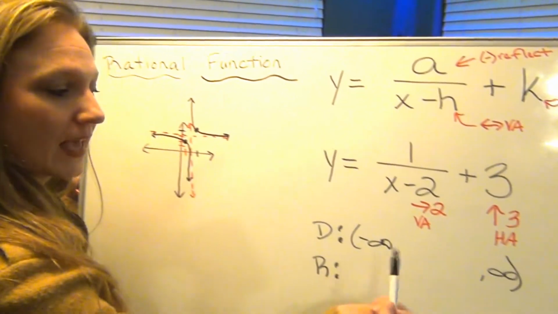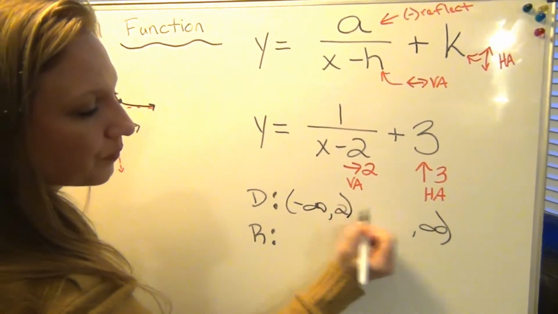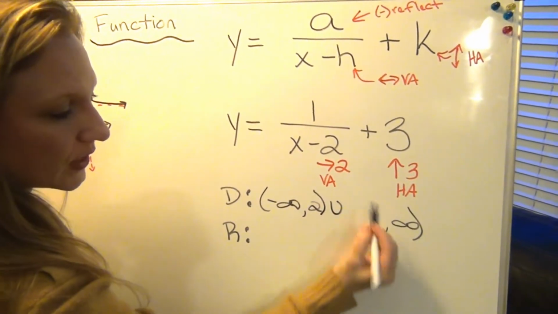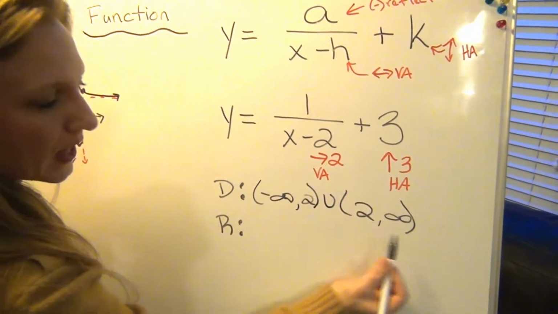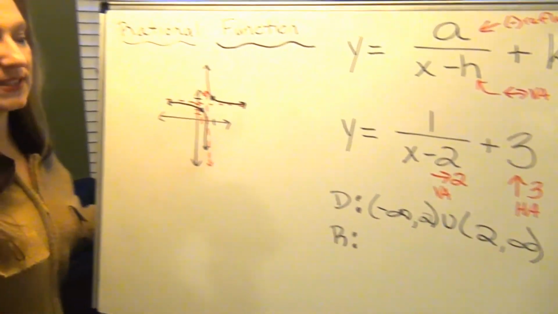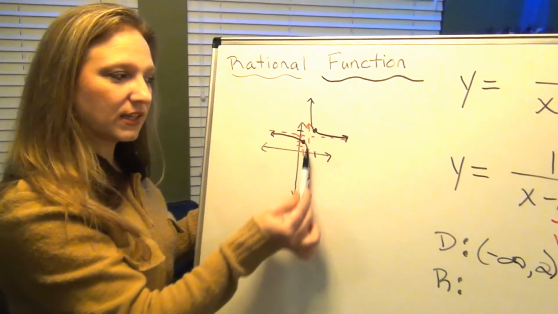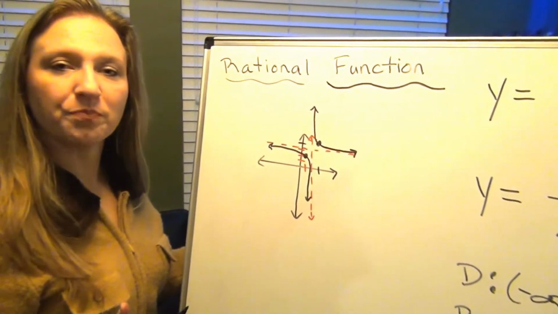So we're going to go from -infinity to 2. Use that union again, and then it's going to pick back up at 2 and continue on to infinity, because it's really only skipping over that one number.